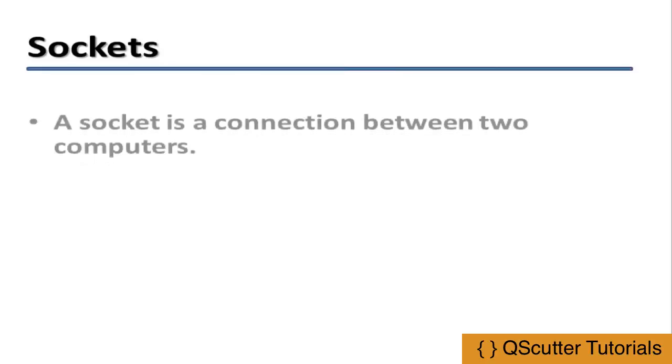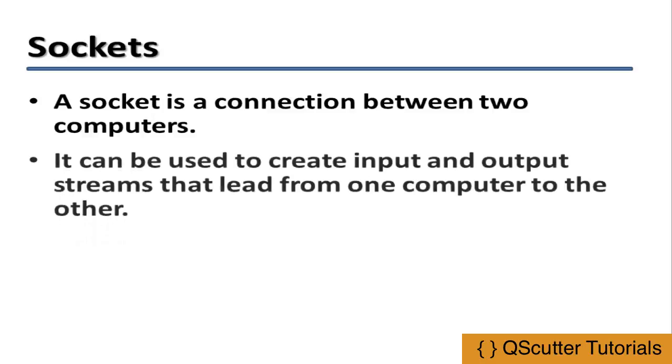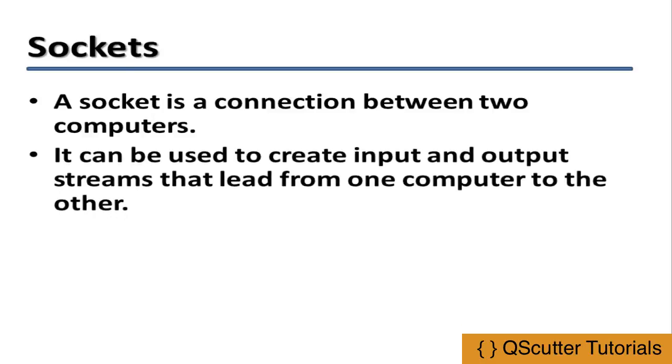Sockets. A socket is a connection between two computers. It allows us to communicate with another computer in a network. It can be used to create input and output streams that lead from one computer to the other. Actually, it is embedded with a port number, and it takes the incoming connection from a port and passes it on.